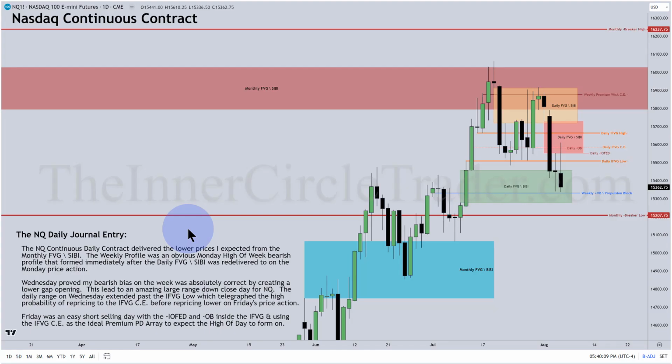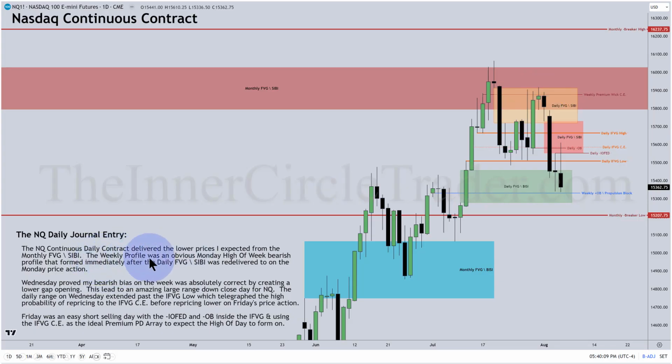Weekly profiles, to me, are like templates. What is the roadmap that price is likely to follow? This weekly profile was an obvious Monday high of the week bearish profile that formed immediately after the daily fair value gap SIBI was redelivered to on the Monday price action. That means here's Monday's price action here. We opened, traded down, rallied up to the high, which is the low of this candle. This is that SIBI, the fair value gap SIBI. It goes up here, delivers to it on Monday, and stops trading right there. Then on Tuesday, we open, trade up a little bit, and then slam lower.